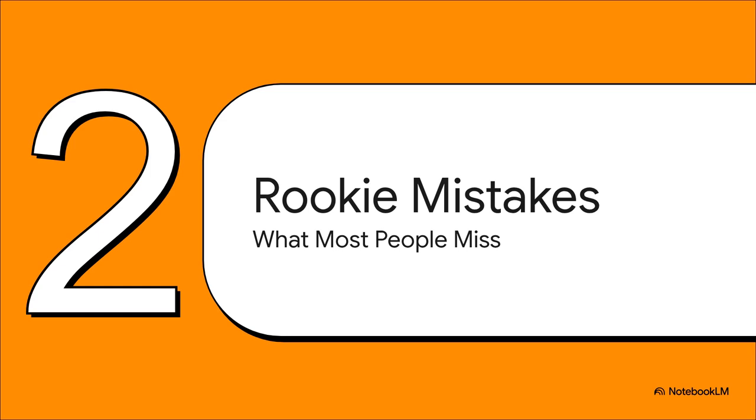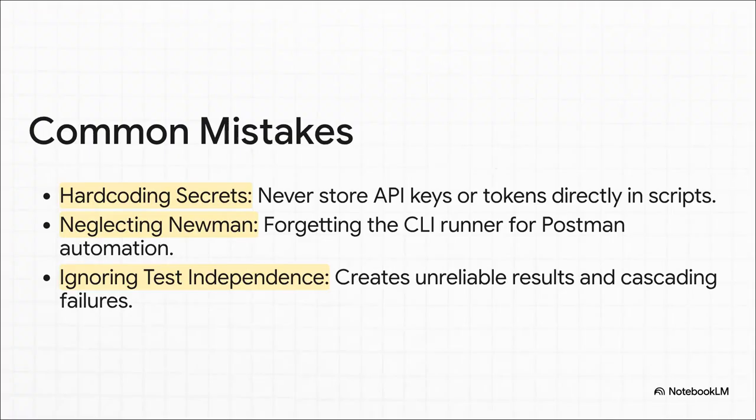All right, you've got the basics down. Now let's talk about the landmines. These are the rookie mistakes that, seriously, 90% of people make when they're starting out. Let's help you skip all that pain. First up, hard coding secrets. We just hammered that one home. Don't do it. Second, forgetting about Newman. If you're using Postman for your API tests, you absolutely need its command line runner, Newman, to run those tests in an automated pipeline. And third, and this is a sneaky one, creating tests that depend on each other. If your update user test only works after your create user test runs, you've got a problem. Every single test needs to be a self-contained universe.